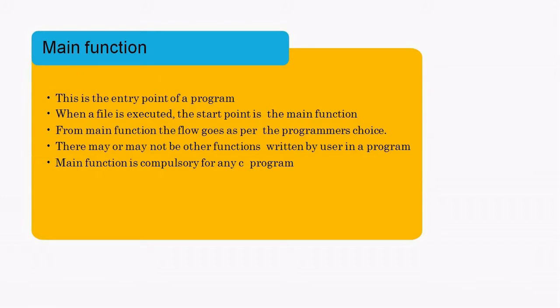What is the main function? This is the entry point of a program. Every C program has a main function. When a file is executed, the start point is the main function. From the main function, the flow goes as per the programmer's choice. There may or may not be other functions written by the user in a program.